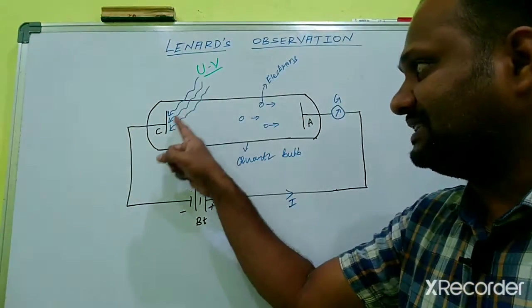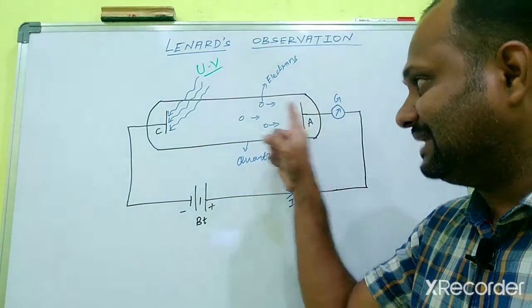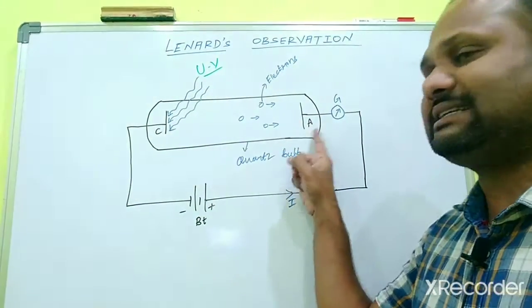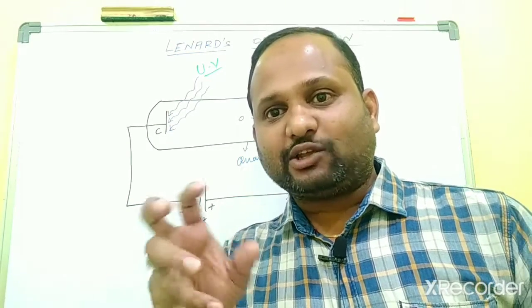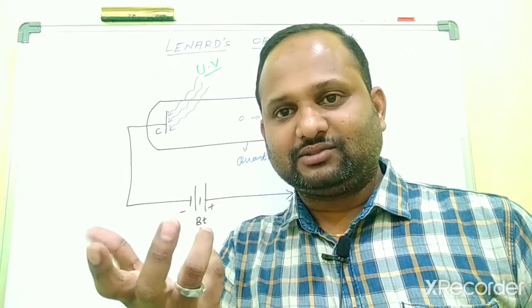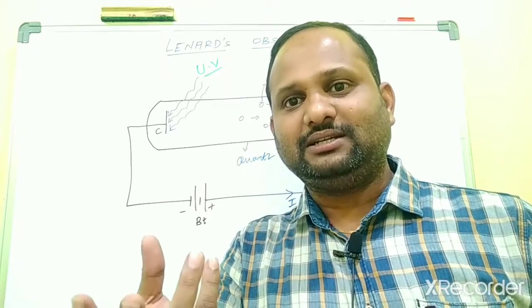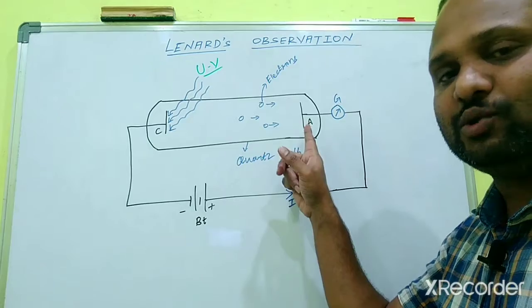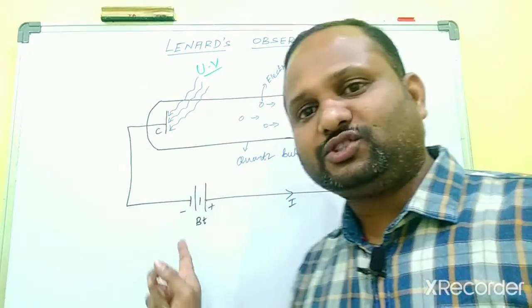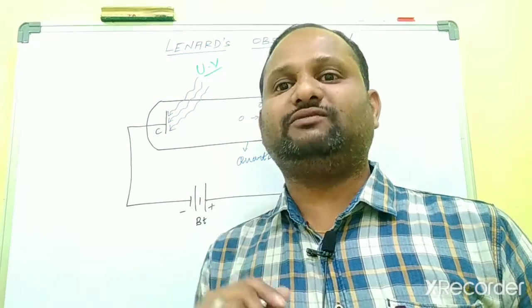These electrons are ejected from the cathode, and the ejected electrons are attracted by the anode plate. So the circuit becomes completed. There is a continuous flow of electrons. Due to the continuous flow of electrons, current will be produced. So the galvanometer shows deflection.